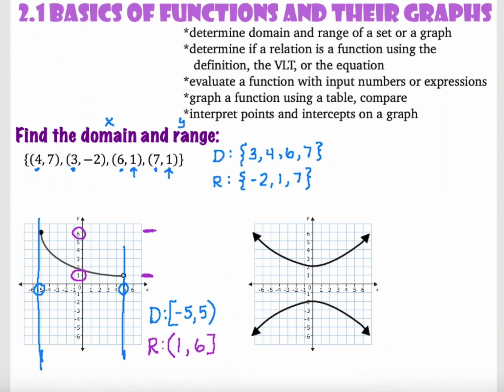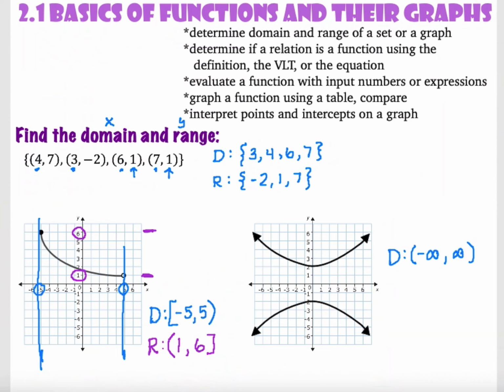Next graph, the domain. Did you notice that this is infinitely wide? So I'm thinking on the x-axis, all of these x values are represented because this graph continues on forever. It goes all the way to the ends of the x-axis. So because of that, I'm going to say that the domain is all real numbers. And in interval notation, we would say that stretches all the way from -infinity to infinity.